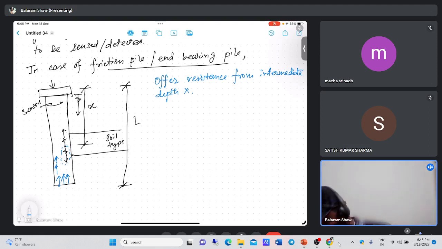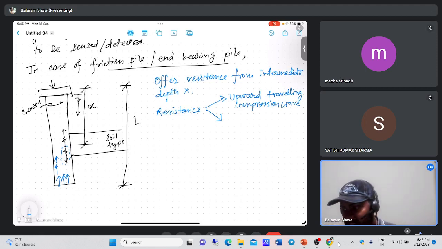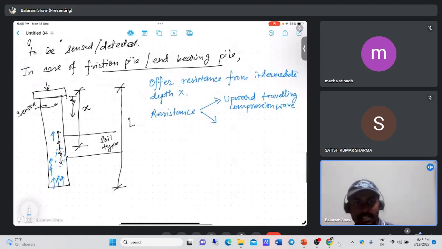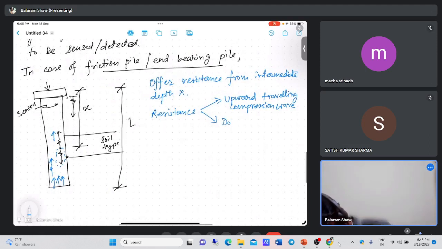Isn't it? So this resistance will have two components. One will be the upward traveling compression wave, and what is the second component? In the figure you see one is going upward, and that is the compression wave, and the other one is the downward traveling tensile wave.